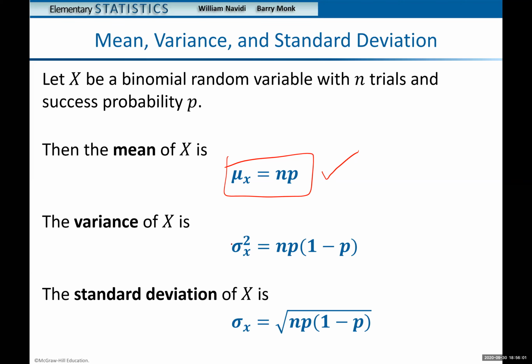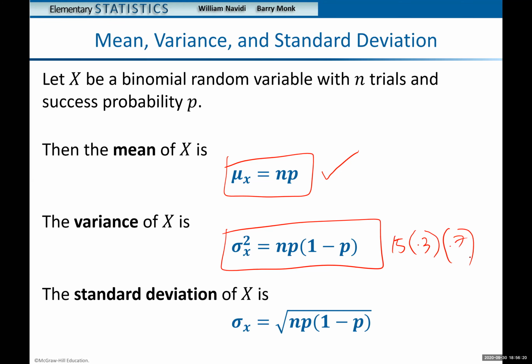Variance, this is the symbol for variance, is n times p times the complement of p. Just like earlier, if you have 15 trials, the probability of 0.3, 1 minus 0.3 is 0.7, right? So when you multiply this, that is your variance. Standard deviation is just the square root of this, 15 times 0.3 times 0.7. Easy, right? It's actually the easiest part, the mean and the variance. All you have to do is identify your n and p.